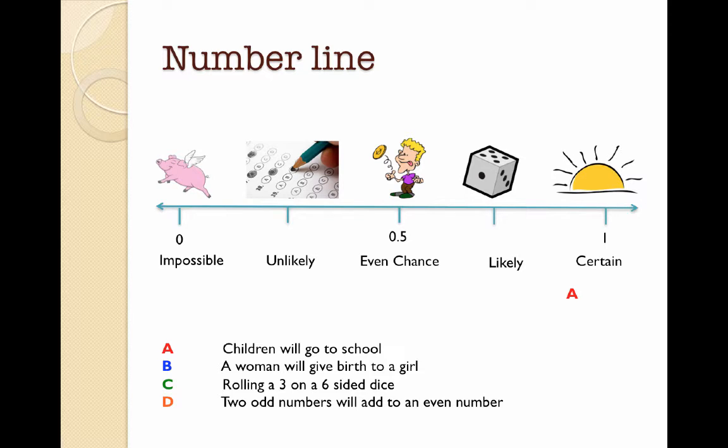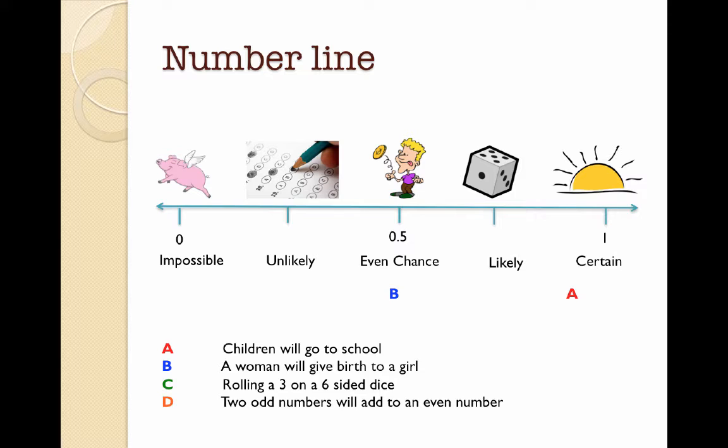B, a woman will give birth to a girl. Now, all things being considered, there's not exactly a 50-50 chance of a woman giving birth to a girl, but we do say that there is an even chance because those other options are very small and minute. So because the most likely chance is going to be a boy or a girl, we say it's an even chance of having a girl.